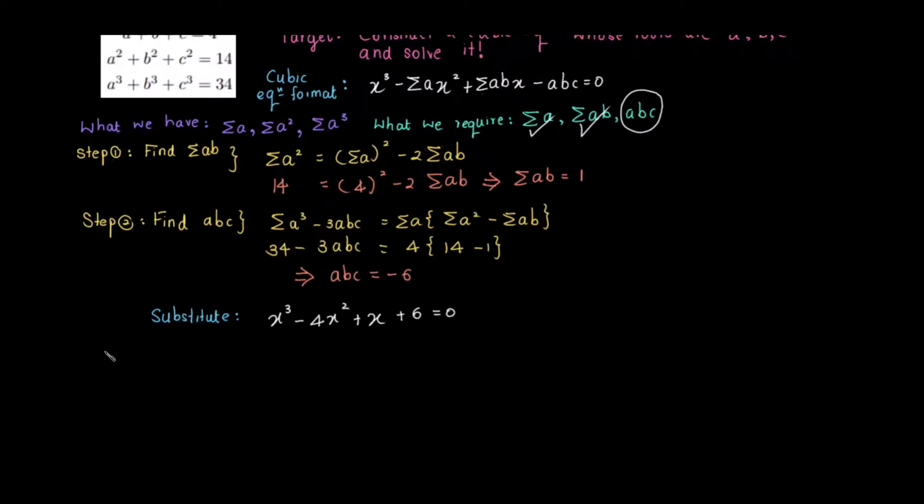So now let's solve it. And I assume that you obviously know that solving this is very easy. So let f of x be equal to x cubed minus 4x squared plus x plus 6. And by trial and error method, you find out that f of minus 1 is equal to 0. So that implies that x plus 1 is a factor of f of x.